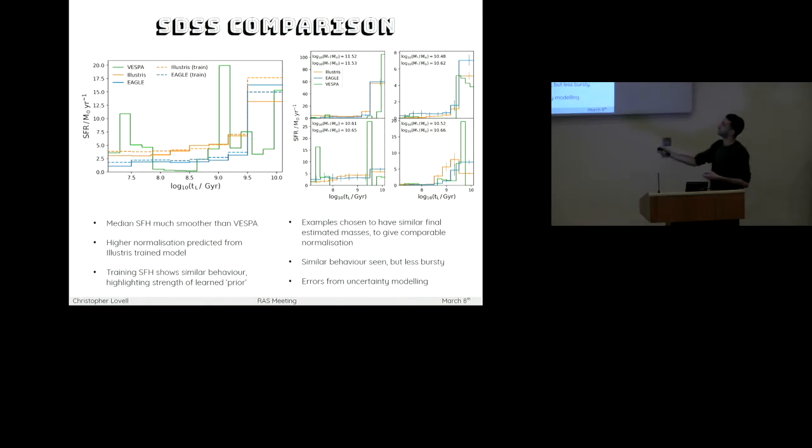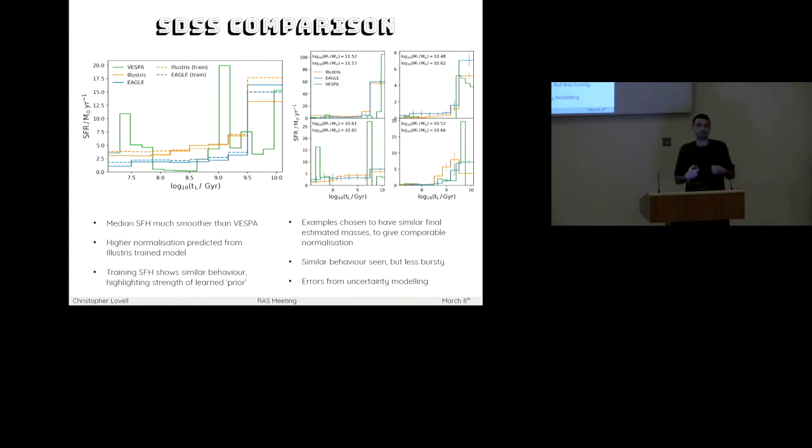So this is what we get. This is the median star formation history on this side, and here are some examples with similar stellar mass estimates. The green here is VESPA, which you can see is quite noisy, has big jumps, and also quiescent areas here. And the orange and blue are Illustrious and Eagle, respectively. So we predict much smoother histories that are more consistent with cosmic star formation rate density estimates. And we don't see these peaks that you see in VESPA.